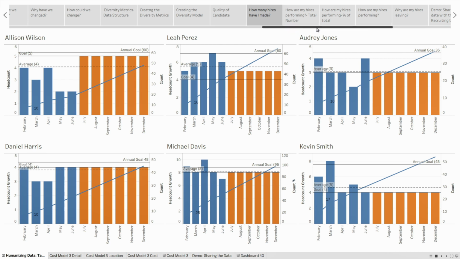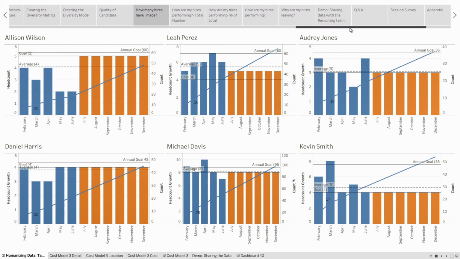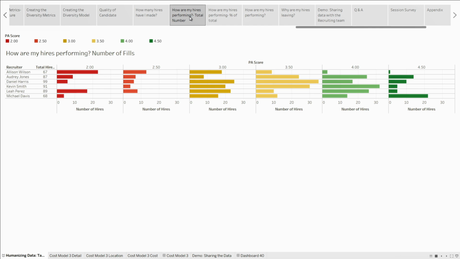So from here, I started getting questions from the recruiting team, specifically around when we were seeing that higher turnover this year. I'm hearing from the hiring managers that there's more turnover on their team. I would like to know, how are my hires performing? Is there something I could be doing better as a recruiter to ensure that the people that I'm bringing in are good quality candidates? So we started with that question of, how are my hires performing?